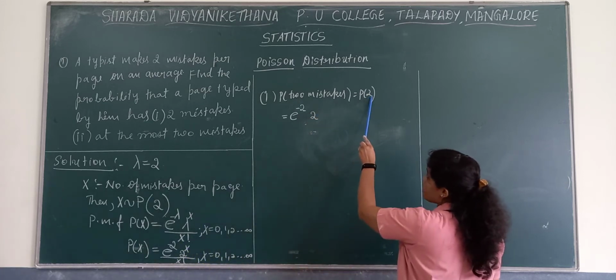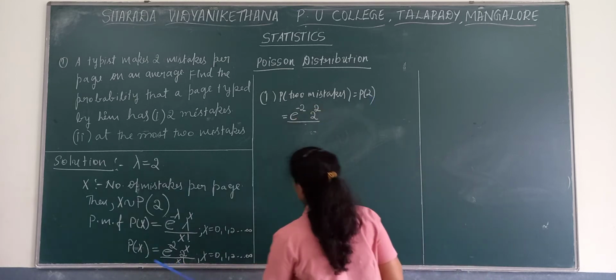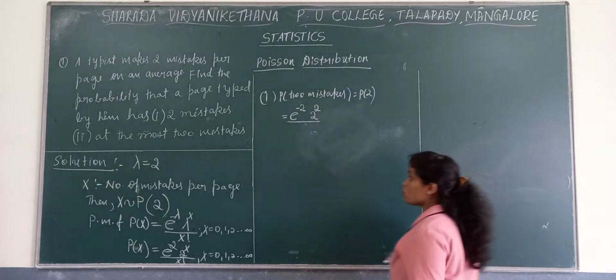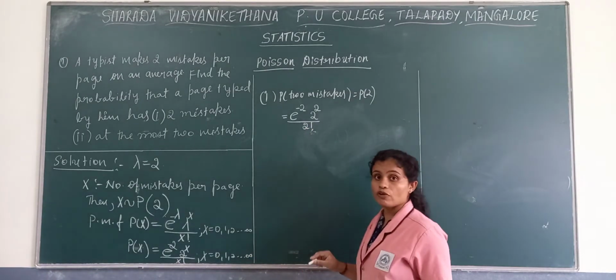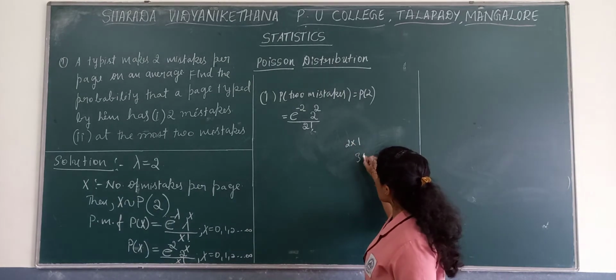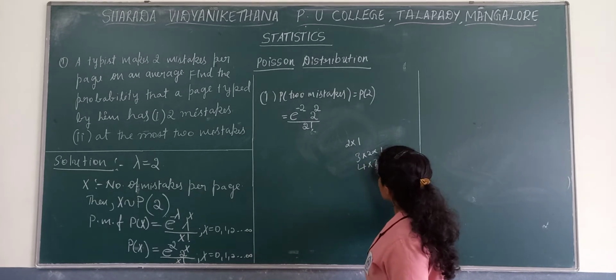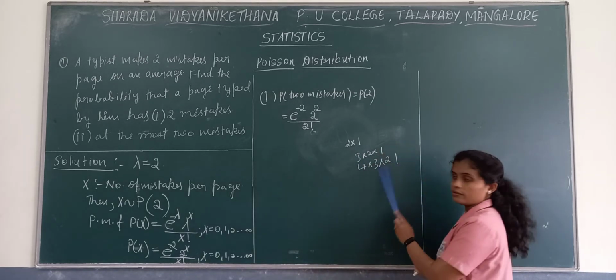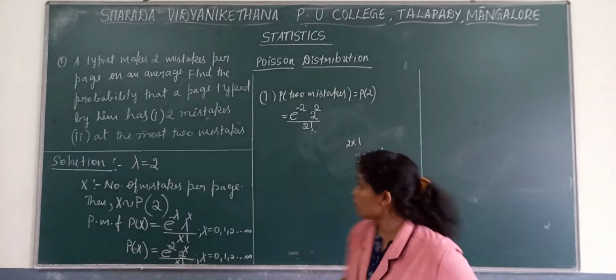What is the value of x here? x is 2, divided by x factorial, so 2 factorial. What is 2 factorial? 2 factorial means 2 into 1. 3 factorial means 3 into 2 into 1. 4 factorial means 4 into 3 into 2 into 1. That is factorial: we need to multiply till 1.